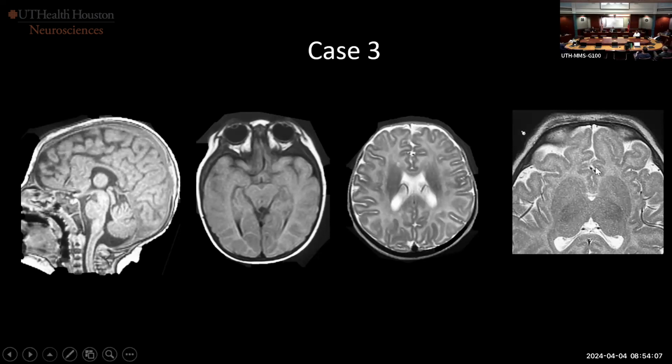And I just brought this to show you that there was no azygos vein here. So this was that variant that I told you about. But if you have that variant, you can also have schizencephaly.